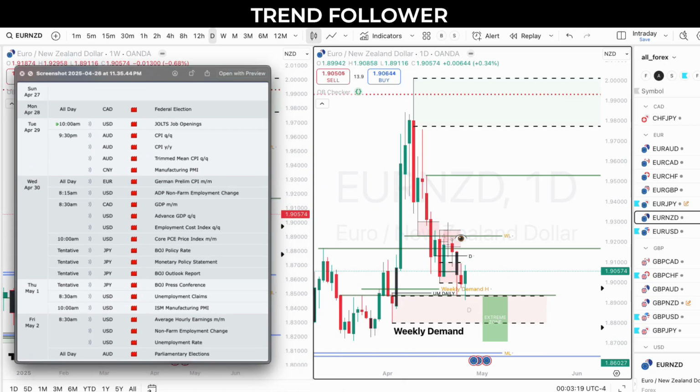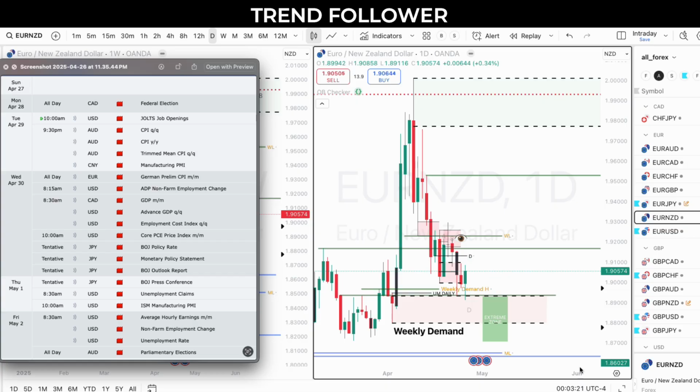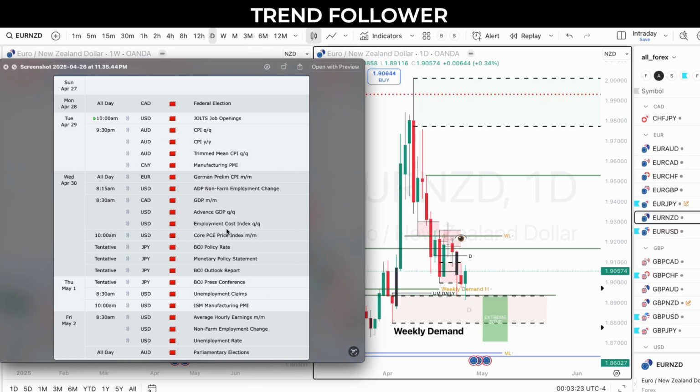So before anything, let's look at the news. And interestingly, I feel the most important is the federal election of CAD. This can be very important. Then the next one would be Australian dollar CPI. Then the next one, if we come down, I think PCE rate index for USD, and the most important would be JPY policy rate statement, and then later on Friday, parliamentary elections.